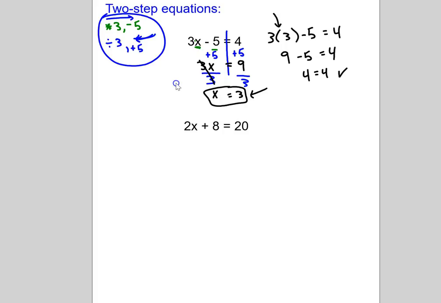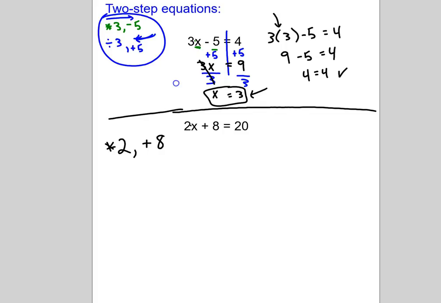Let's see, 2x plus 8 equals 20. So again, start at the variable and ask yourself what is happening, in what order. So start from closest to furthest away. With the x, the first thing I see that's happening is it's being multiplied by 2, and then you are adding 8 to it to get us to 20.